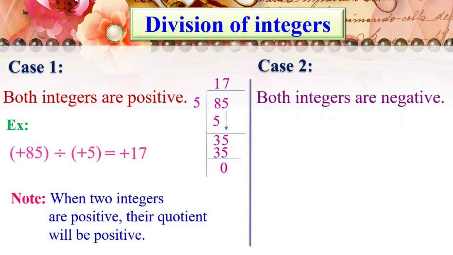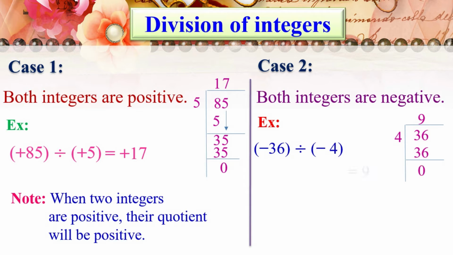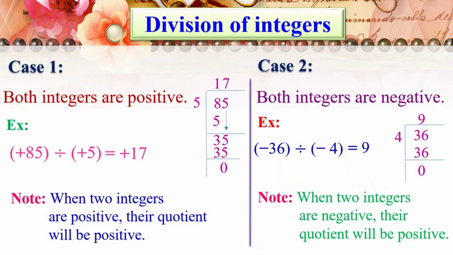Let's see case 2: both integers are negative. Both integers negative means we get a positive integer only. Let's check it. Minus 36 divided by minus 4. Now we have to divide the integers. 36 is the dividend, 4 is the divisor. 9 4s are 36. 36 minus 36, we get 0. Quotient is plus 9. That means when two integers are negative, their quotient will be positive.